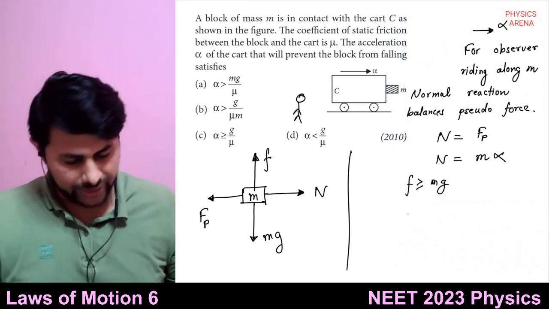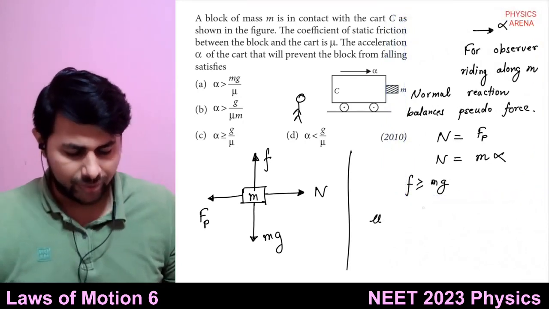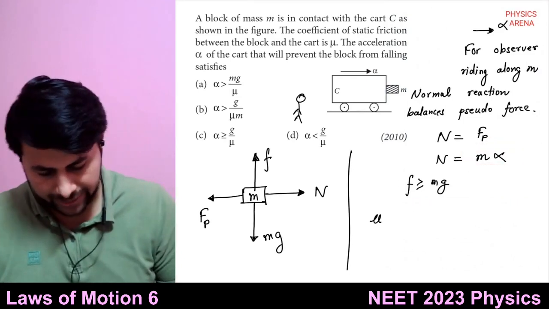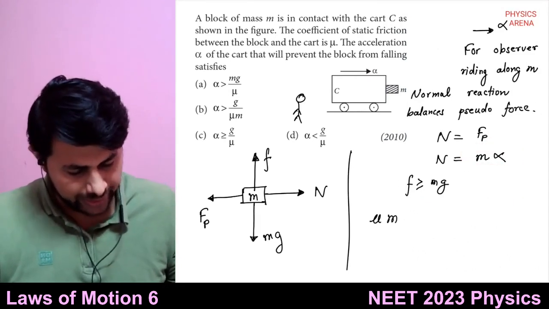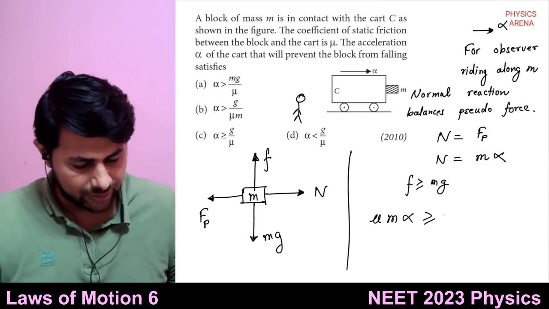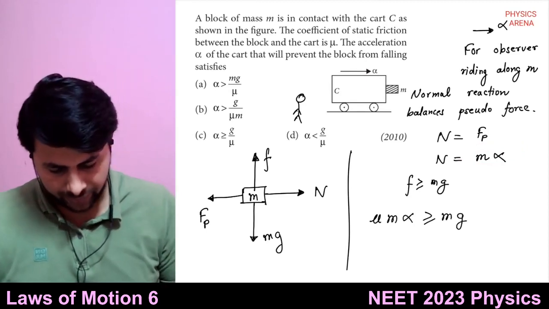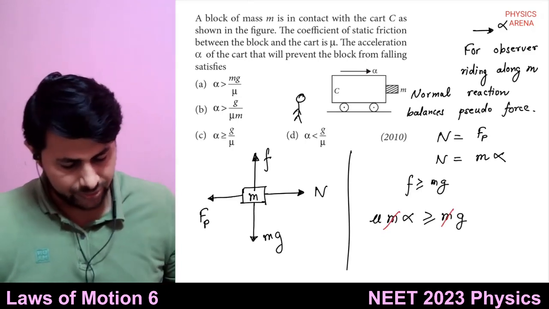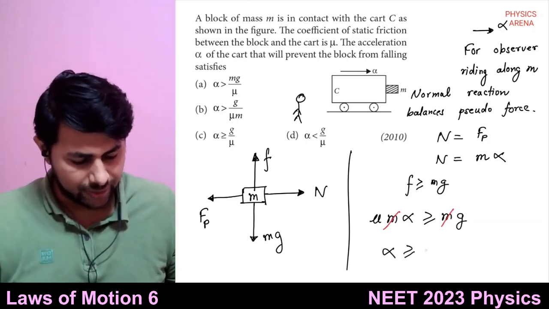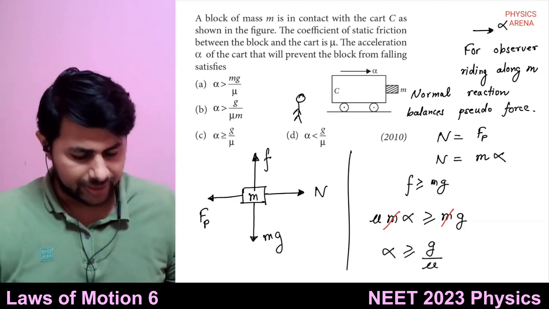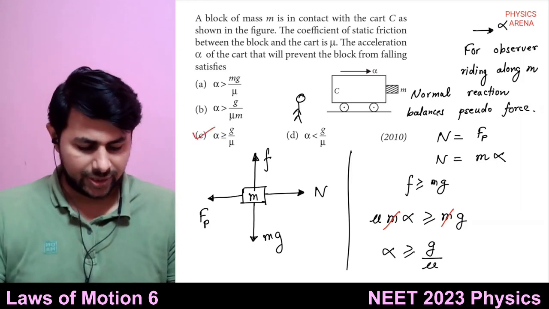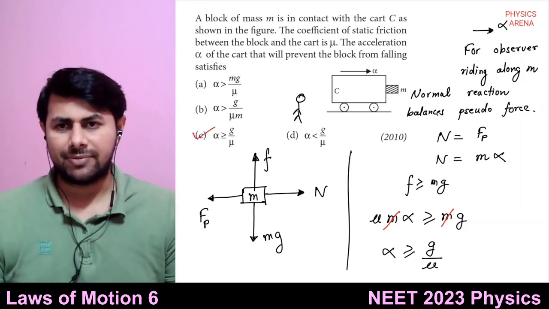Okay, so what is F? It is mu multiplied by normal reaction. And what is normal reaction? It is m times alpha. So mu m alpha is greater than or equal to mg. Okay, m gets cancelled. So you get alpha greater than or equal to g divided by mu. So you get the same answer, option C, only a change in perception.